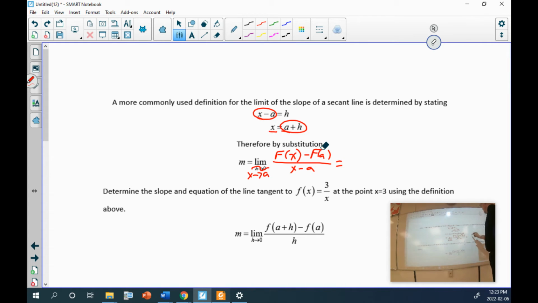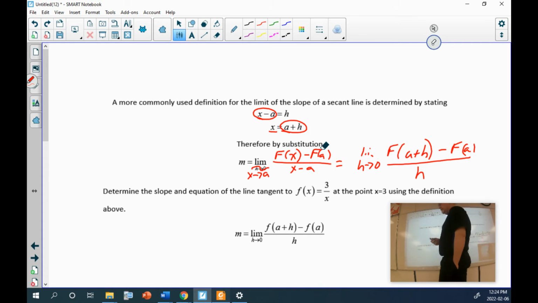This now becomes the limit as h approaches 0, which is what we're looking for. And I'll replace that f of x with f of a plus h, and I won't replace that guy. I'll just leave him as f of a over h. So there's our other definition. As I said, it does work particularly well for rationalizing the numerator in rationals, as we're going to show here.